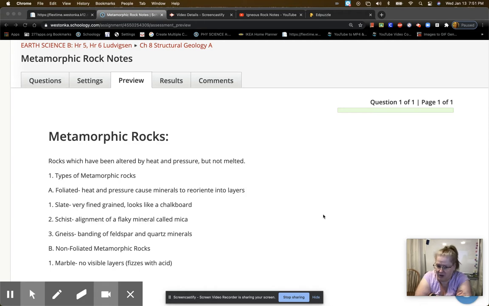Non-foliated metamorphic rocks are things like marble. There's no visible layers. It's kind of much more random. We can compress and compress and compress, and unless you get under super high heat, they just want to stay that way. Non-foliateds like marble also tend to fizz because they're made with calcium carbonate.